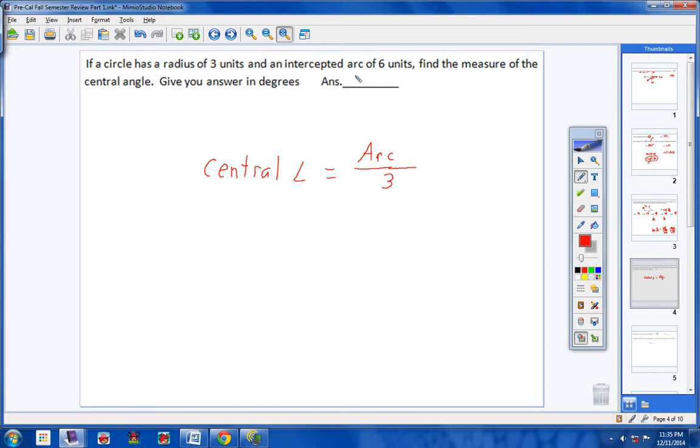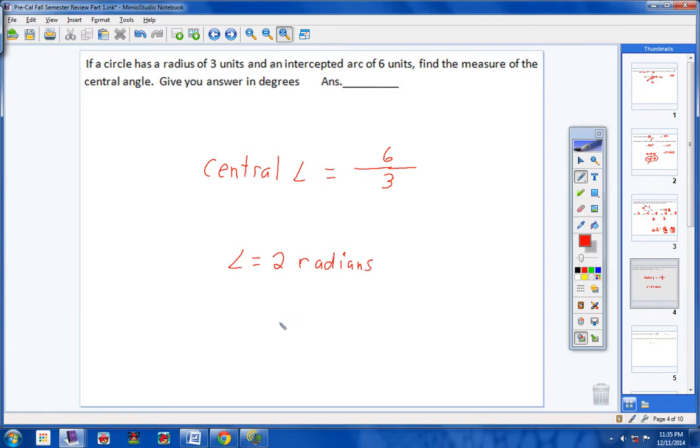And an intercepted arc of 6. So my arc is 6. Find the measure of the central angle. Well, that's easy. The angle would equal 2. But that's 2 what? Radians. And I want your answer to be in degrees.